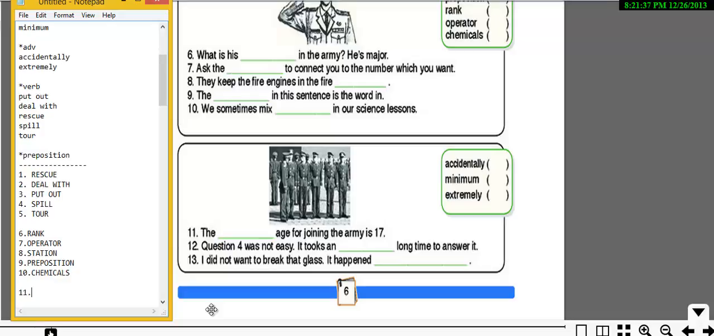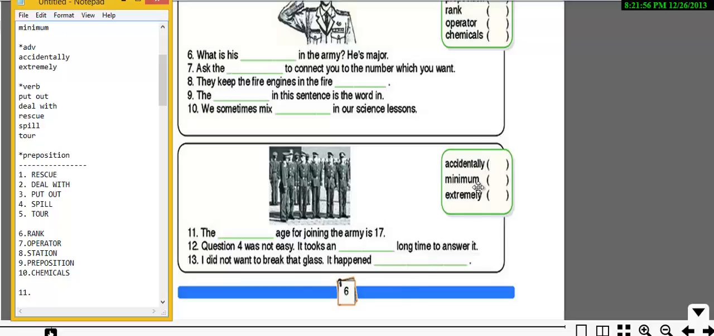Now, number 11. We're gonna read the words now. Sorry, the sentences. The blah blah age for joining army is 17. 12. Question 4 was not easy. It took an blah blah long time to answer it. 13. I did not want to break the glass. It happened blah blah. Now, there are two things I want to tell you about.